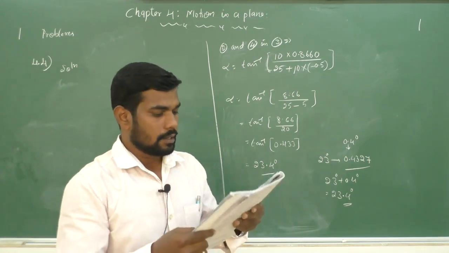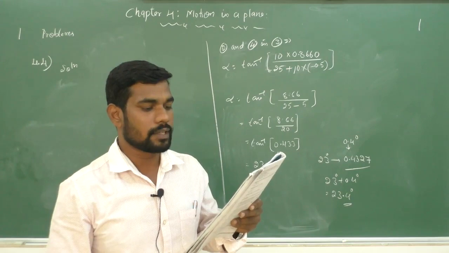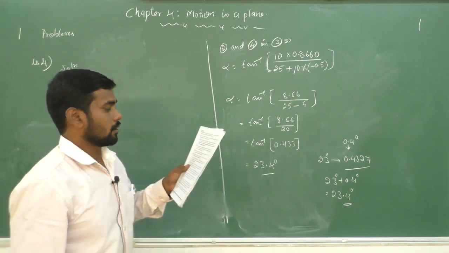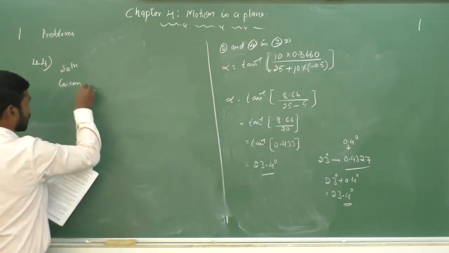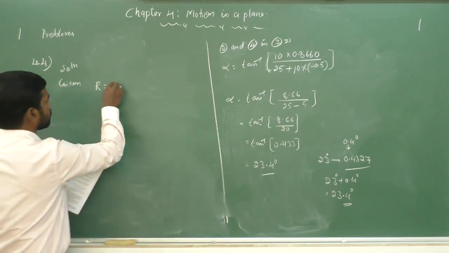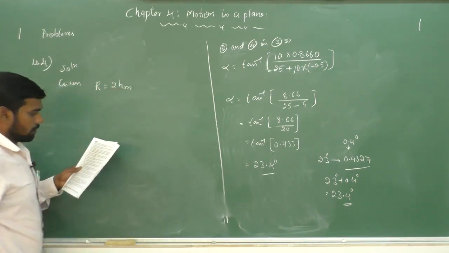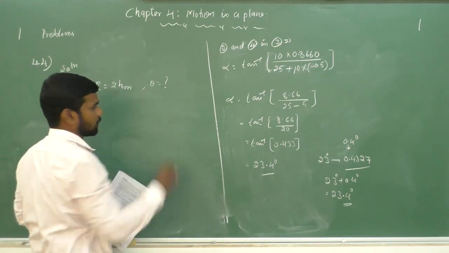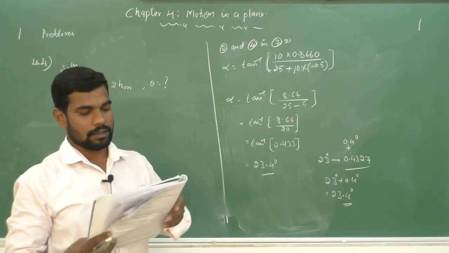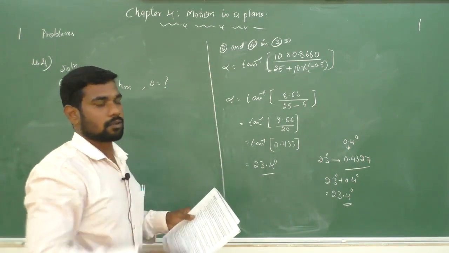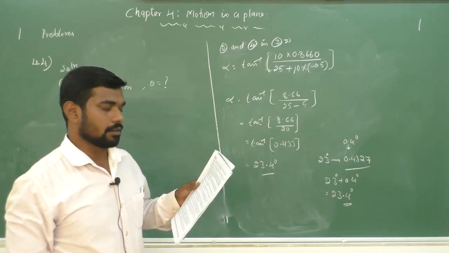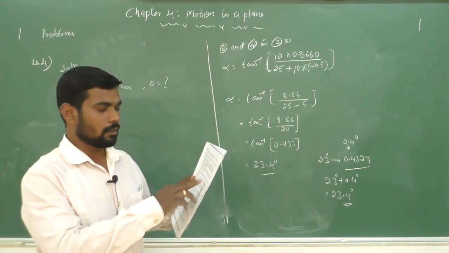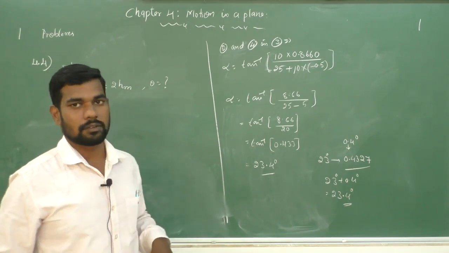When a ball is thrown by making some angle with the horizontal, the range is given as R equal to 2 H max. Calculate the angle of projection. We need to find out theta. So the ball is thrown at some angle theta. That theta we need to find out, but they have given just R is equal to 2 Hm.